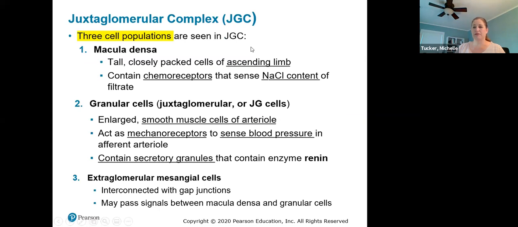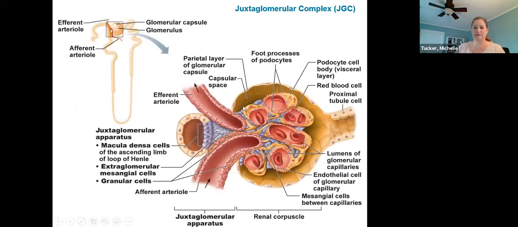The juxtaglomerular complex is here. It is comprised of 3 cell types. We're going to talk a little bit more about the role of the juxtaglomerular, sometimes it's called the complex or the apparatus, today. There are 3 cell types. They work together to help to regulate. We're going to talk about glomerular filtration rate today, and that's directly proportional to the hydrostatic pressure.